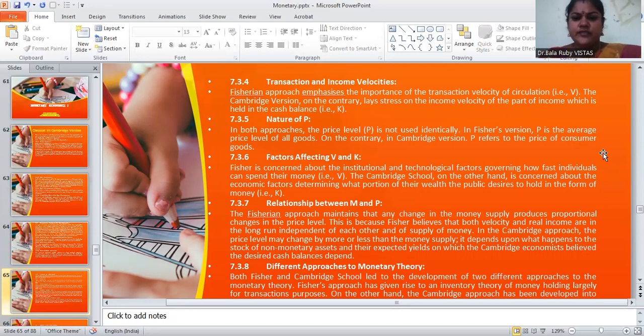The Fisherian approach maintains that any change in the money value produces proportional changes in the price level. This is because Fisher believes that both velocity and real income are in the long run independent of each other and of money supply. In the Cambridge approach, the price level may change by more or less than money supply. It depends upon what happens to the stock of non-monetary assets and their expected yields on which the Cambridge economists believe the desired cash balances depend.